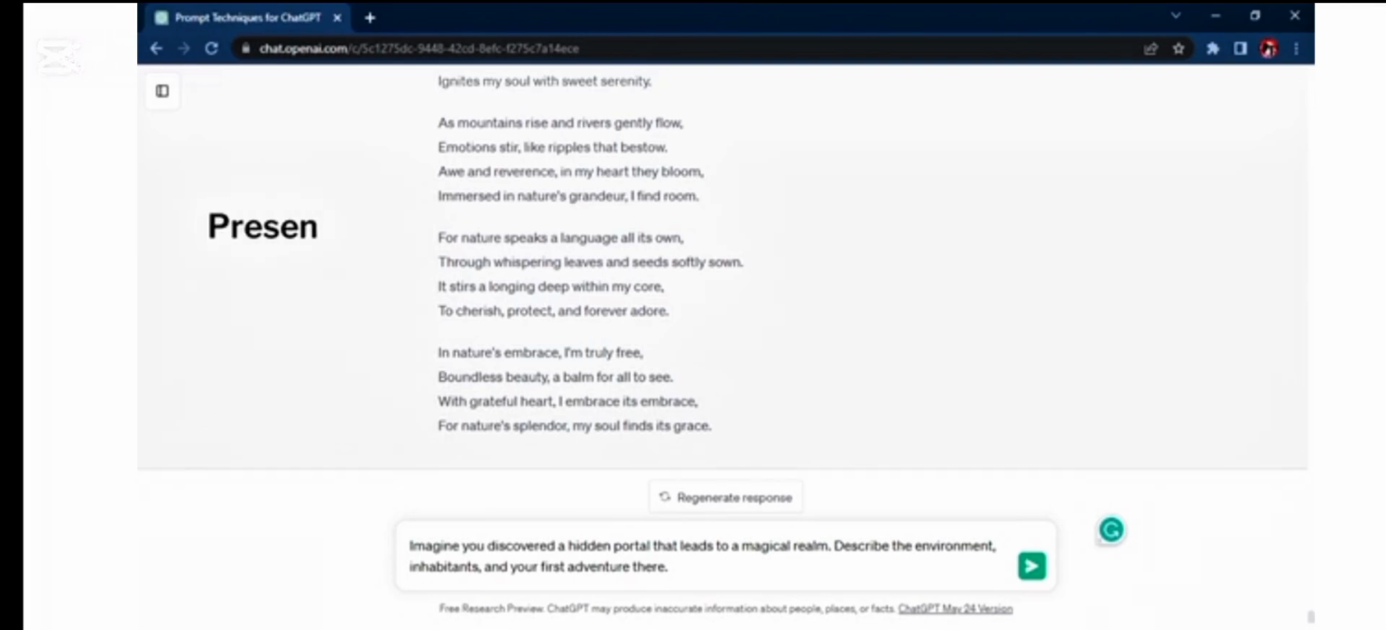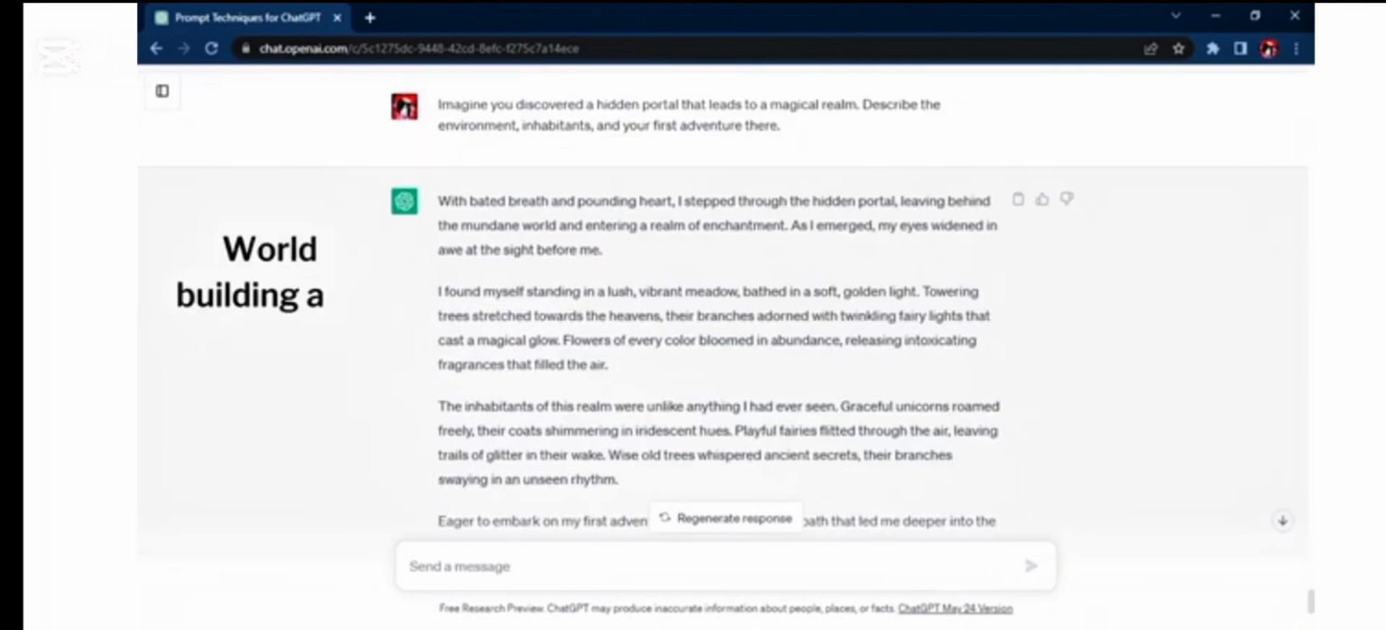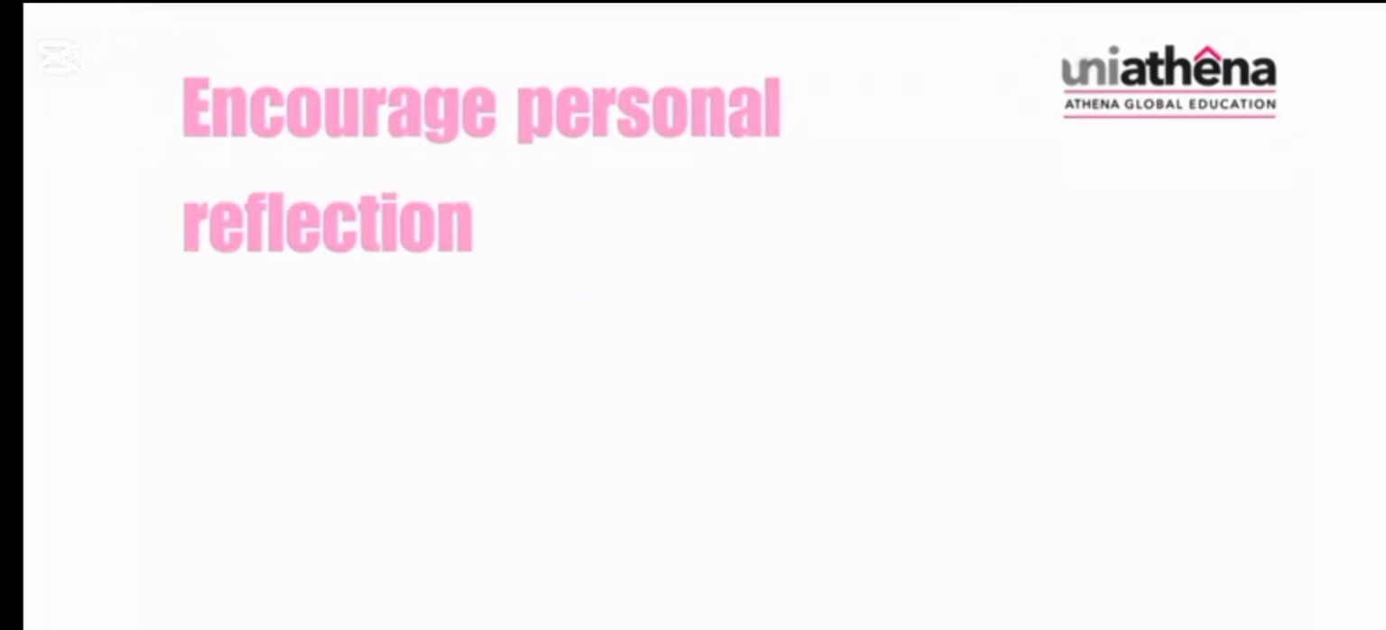This prompt sparks ChatGPT's imagination by presenting a scenario of discovering a hidden portal to a magical realm. It prompts ChatGPT to describe the environment of the realm, its inhabitants, and its first adventure within it. This encourages world building and storytelling, inviting ChatGPT to create an imaginative and engaging narrative response.